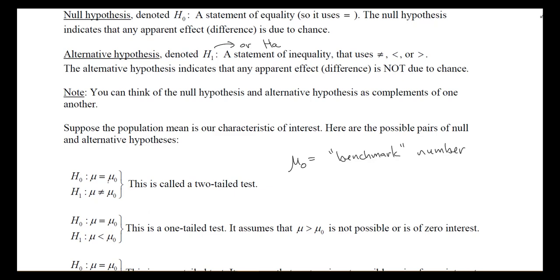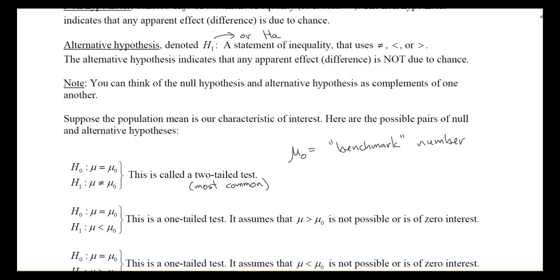So the null hypothesis is mu is equal to the benchmark, and then the alternative is mu is not equal to the benchmark. Okay, so that's what we call a two-tailed test. This is the most common type of test. So when you're not sure, when in doubt, that's what we're going to use.